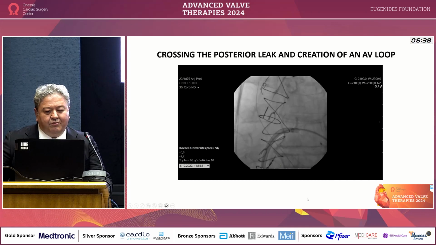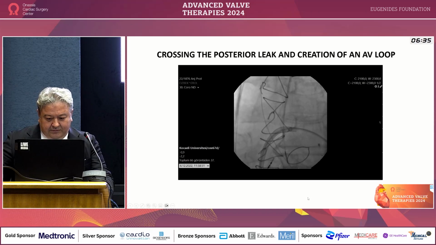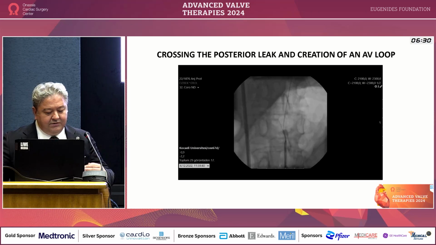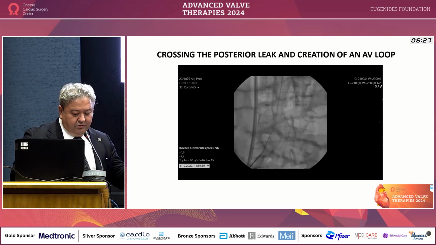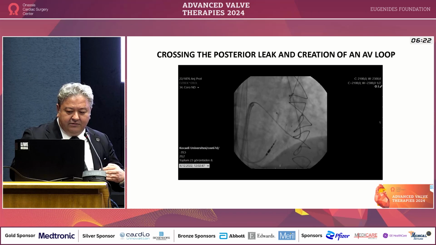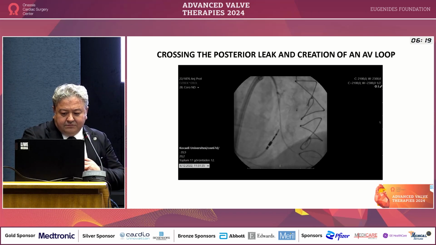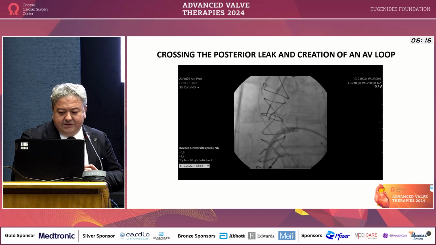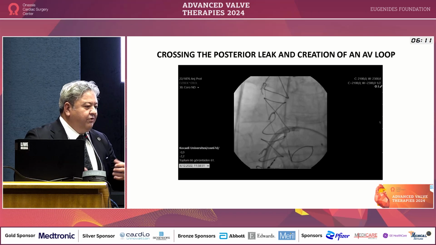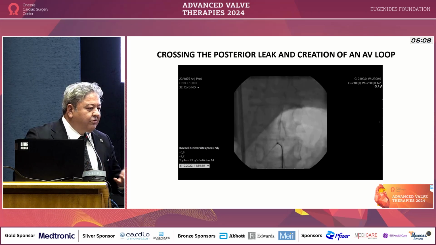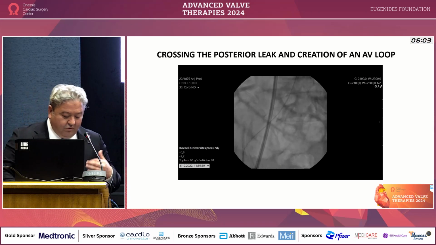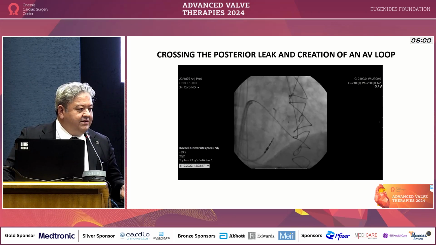Then we cross the posterior leak and create an arteriovenous wire loop, because for posterior leaks it is very important to create an arteriovenous wire loop. Sometimes the angle, as in this sample, cannot allow you to put your device properly. If you have an arteriovenous wire loop and you don't like the angle, you can come from the retrograde way. So the arteriovenous wire loop is also very useful for the delivery system to cross the leaks.